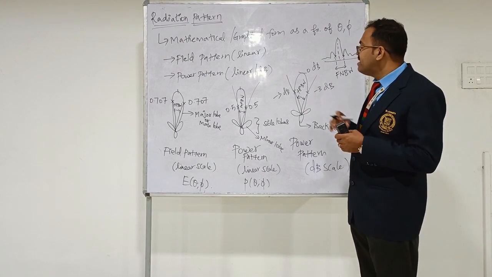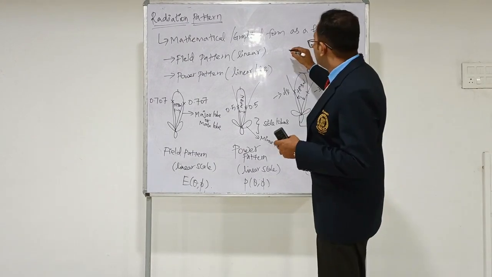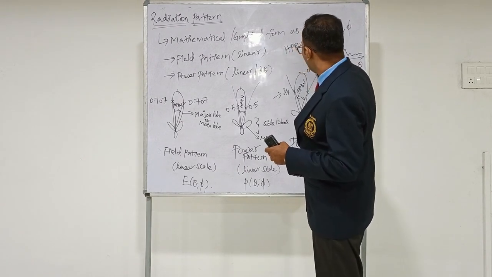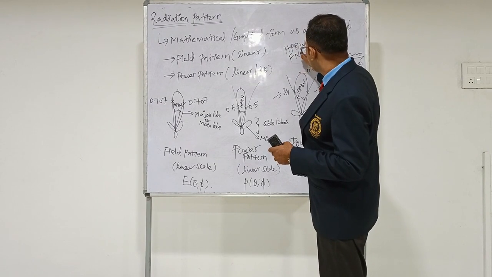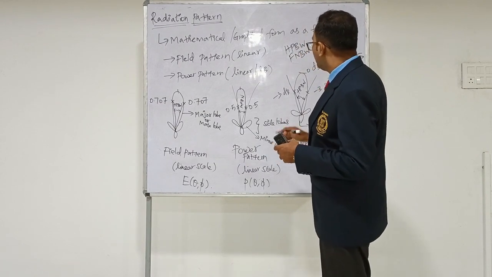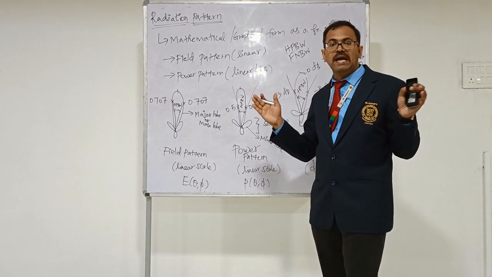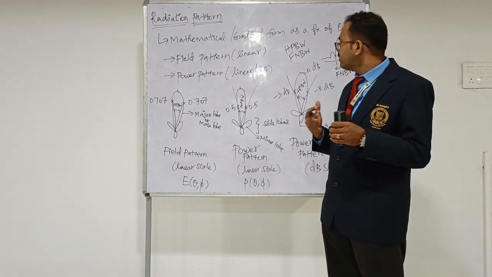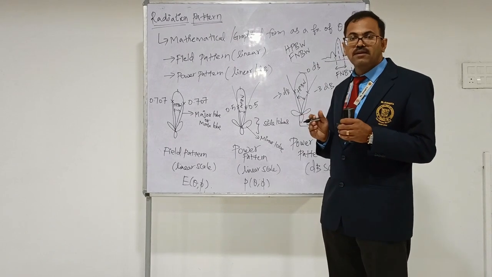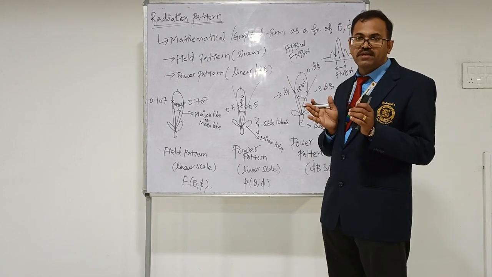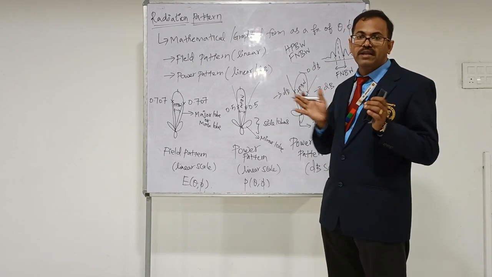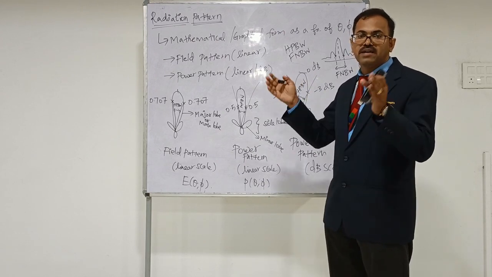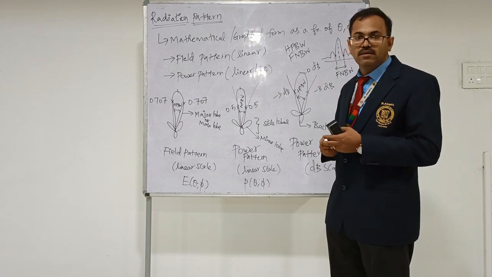So there are two beamwidths I have mentioned. One is half power beamwidth, the other is first null beamwidth. Half power beamwidth is the angle between the directions in which your antenna is radiating half of the maximum power. First null beamwidth is the angular separation between the points where your antenna is radiating zero power, where nulls are available in the radiation pattern.